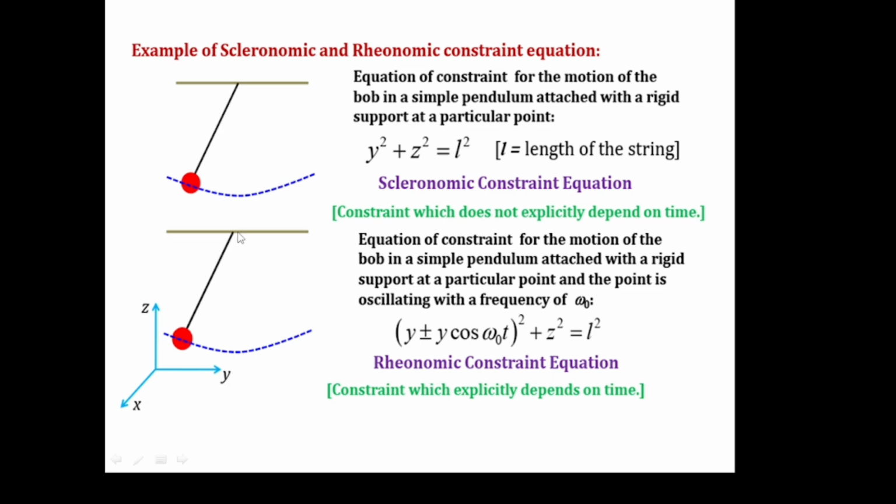Or suppose this length is varying with respect to time. That means it changes its length with respect to time due to the temperature. Then y square plus z square is equal to L, a function of t, whole square. So this is another example of a rheonomic constraint equation.